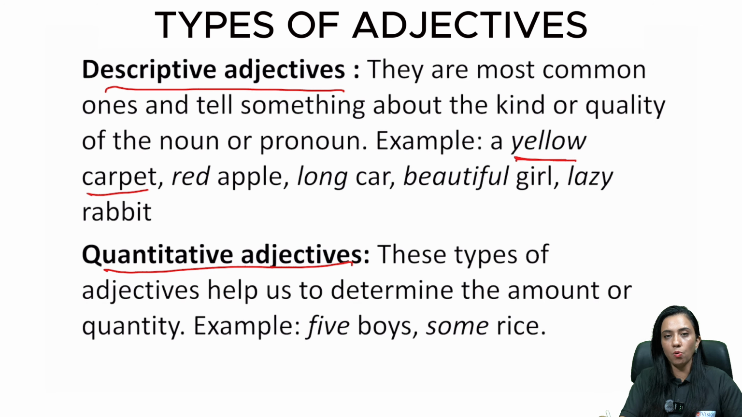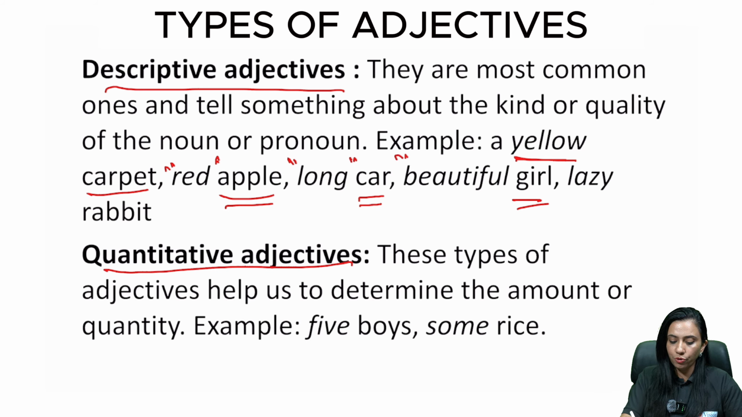So it is giving us more description about the carpet. Apple: more description about the apple is given by this, red. So this is an adjective. More description about this noun, car, is given by long. So long is an adjective. A girl, we know it is a noun, but beautiful is giving us more explanation about the noun.